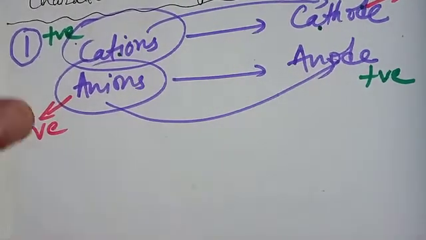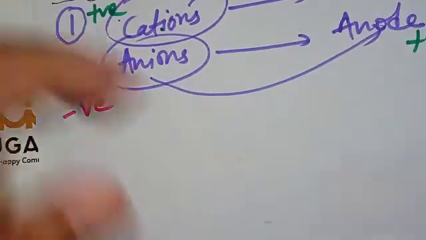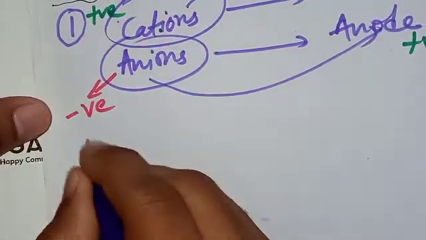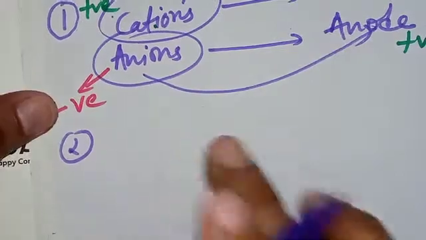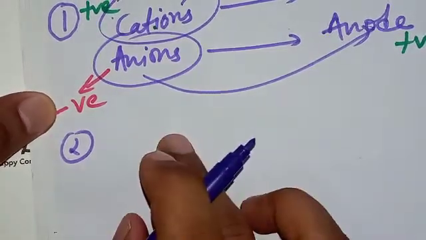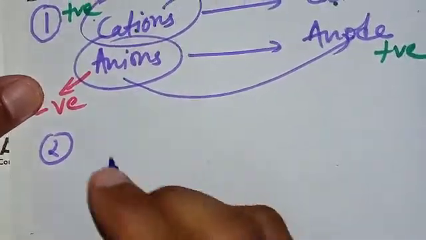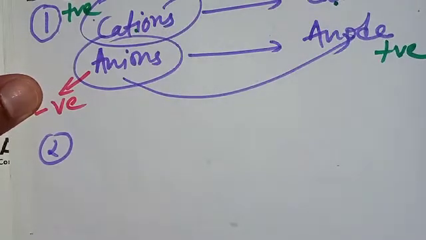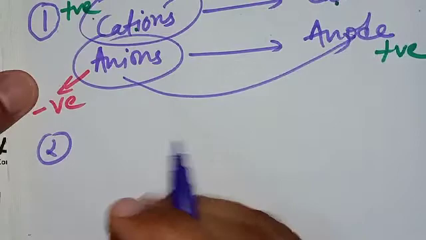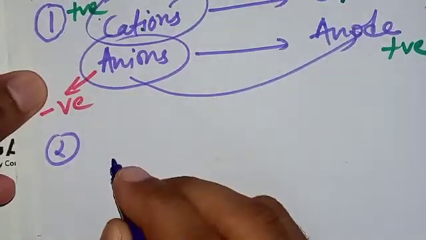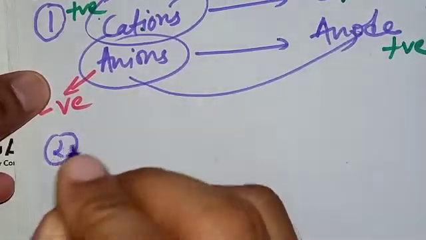Now let us have the second point. The second point is that, my dear students, the number of electrons gained by the anode is equal to the number of electrons given by the cathode. I will explain this when I explain electrolysis as a redox process. You will understand better, but for the sake of understanding, I'm explaining in simple words.